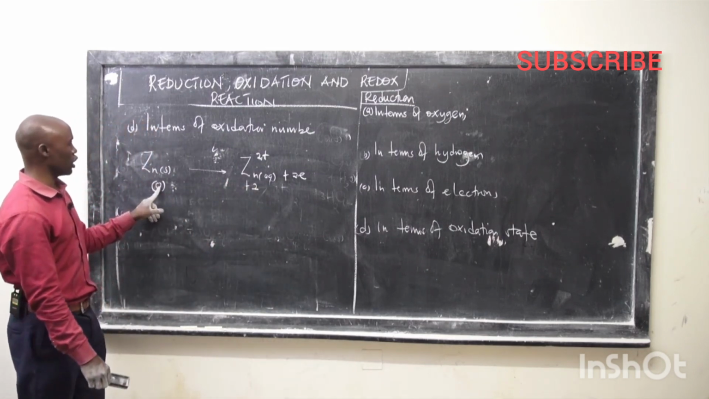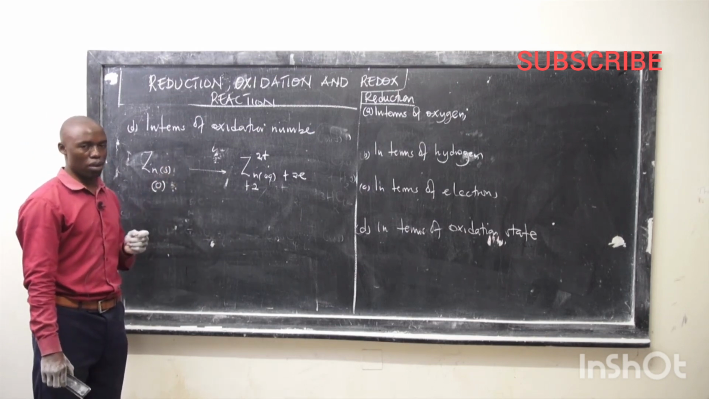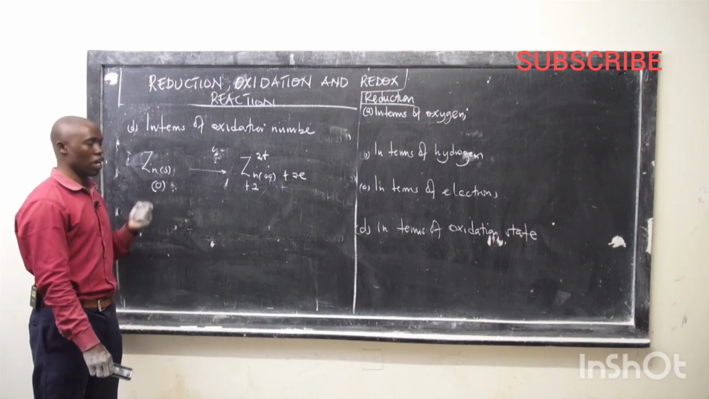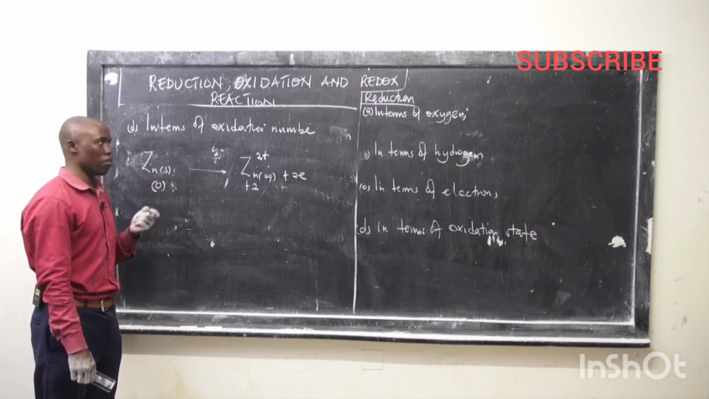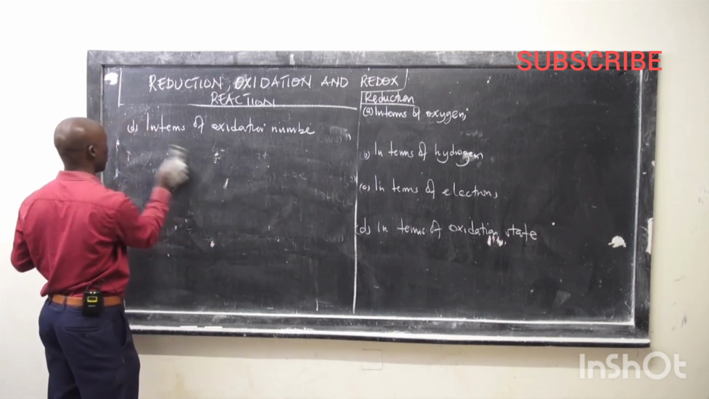So the oxidation state has increased from 0 to 2. So in terms of oxidation number, oxidation is the increase in the oxidation number of an element or the ion. So an increase in the oxidation number or oxidation state of an element or the ion is called oxidation.